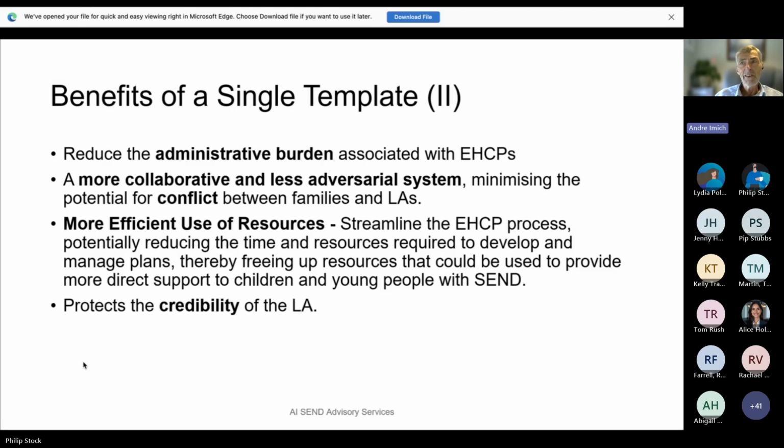If the local authority doesn't produce a plan that's in line with the sections in the code of practice, it undermines the credibility of the local authority in being able to follow the code of practice in terms of producing a plan, and therefore it increases the argument that, well, if they can't produce that plan in line with the code of practice, have they actually been able to identify needs and provision well? And I think to have a single template protects the local authority's credibility. It also would streamline the EHC plan process. Some of the EHC plans are so long and have so many columns, it's inevitably a very big time consumer.